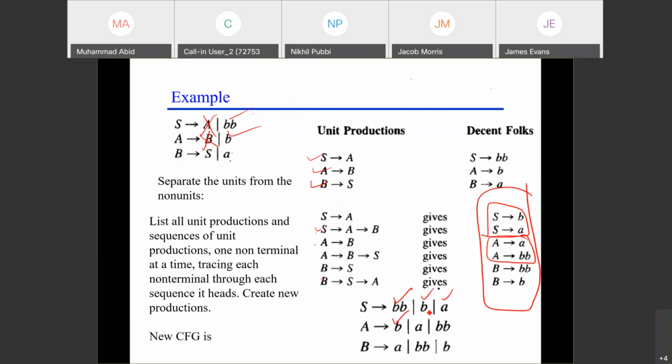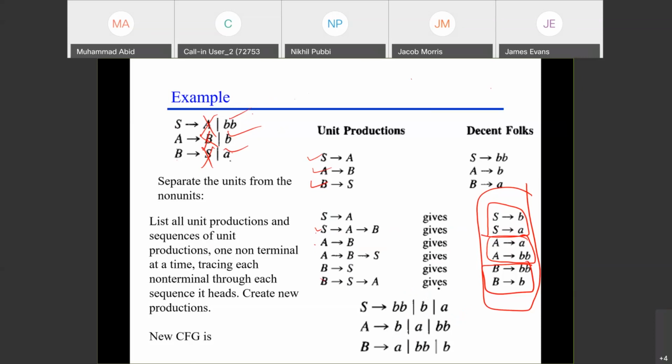A and BB. A and BB. So we delete this. B can be replaced by A. Look at this one. And then BB and B. So BB and B. And we have a new grammar. Look at this. This grammar is composed of some words.